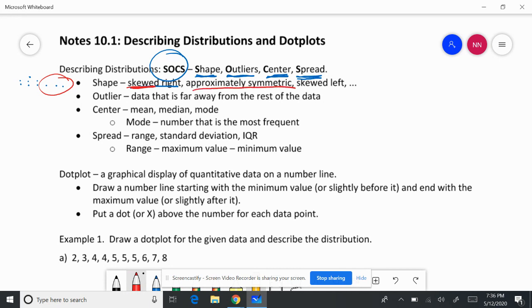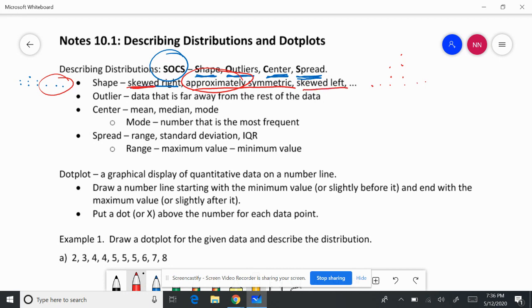Approximately symmetric means that when we have our dot plot, it's going to be pretty much centered at some point, and it's going to be symmetric or almost symmetric. So almost symmetric means approximately symmetric. If it's exactly symmetric, then you could just say symmetric.